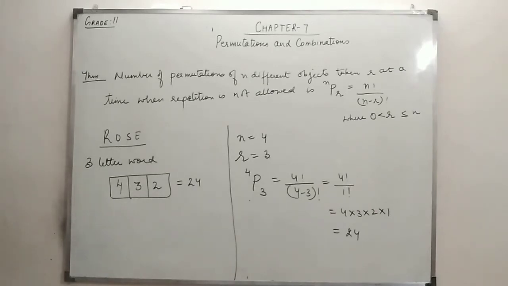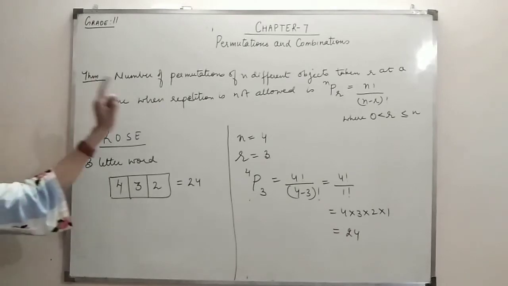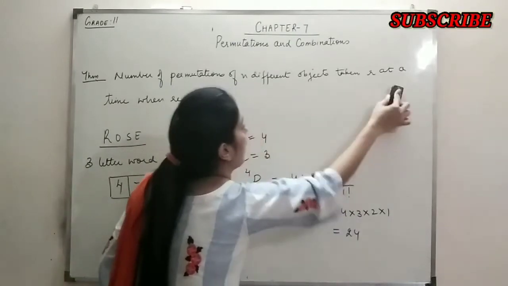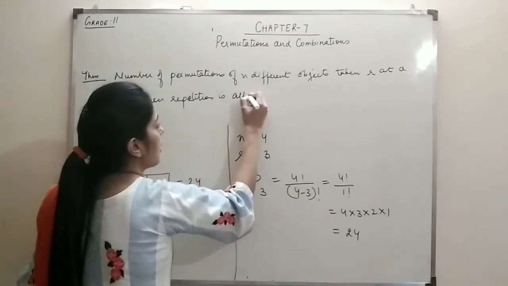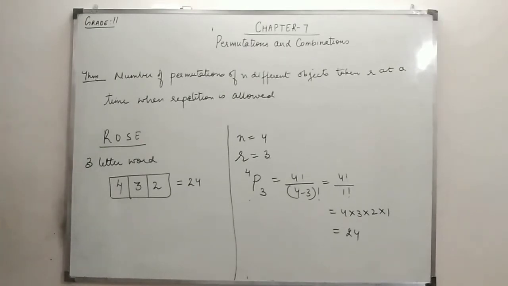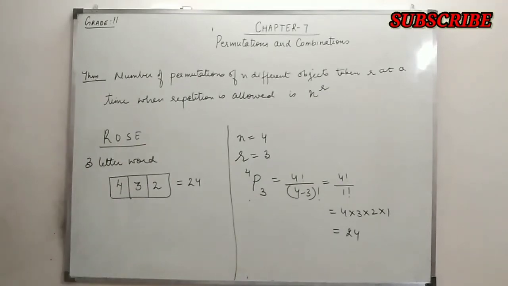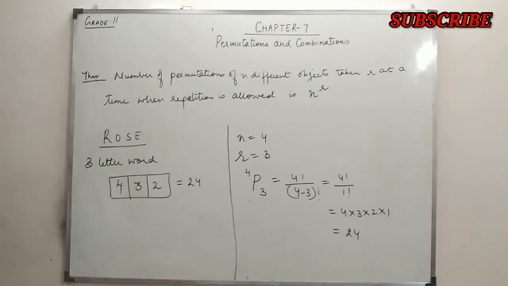Okay. So now come to the next result. The number of permutations of n different objects taken r at a time when the repetition is allowed. Now when the repetition is allowed, what is the result? Earlier we did it when repetition is not allowed, that is permutation P(n, r). But now the repetition is allowed, so the result is n raised to the power r.